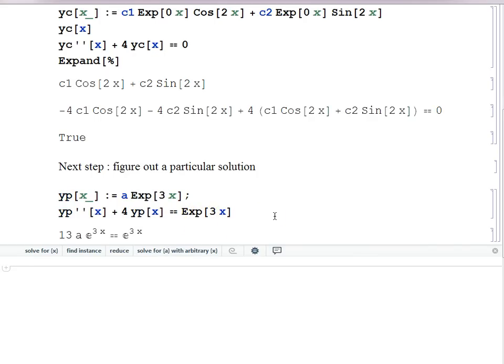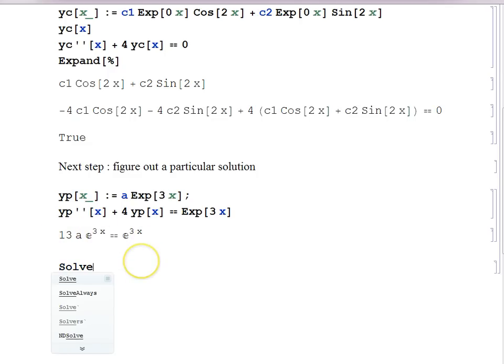So what does that mean? Let's see. It already kind of simplified this down, so what we need is 13a e to the 3x is equal to e to the 3x. So the coefficients for like terms, and you can actually just divide these terms out, but the coefficients for like terms have to be equal. So what we need, it's kind of silly to even write this, but we can, is just one thing to be true.